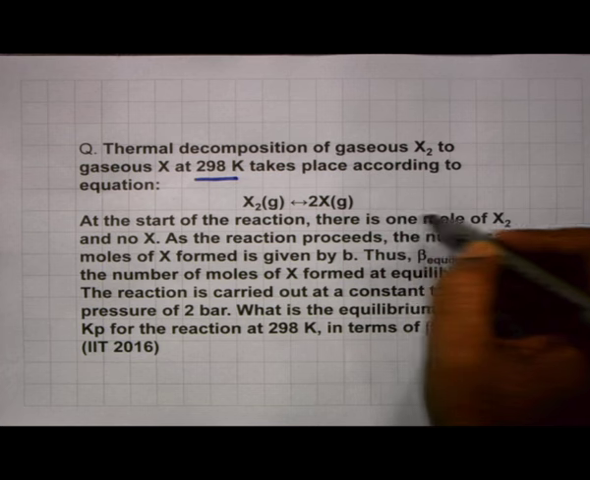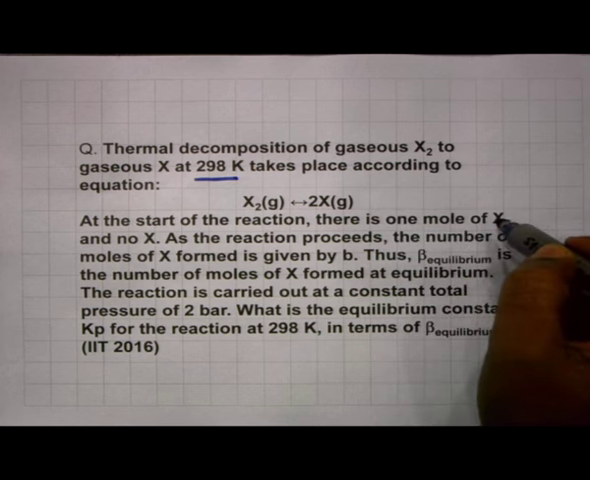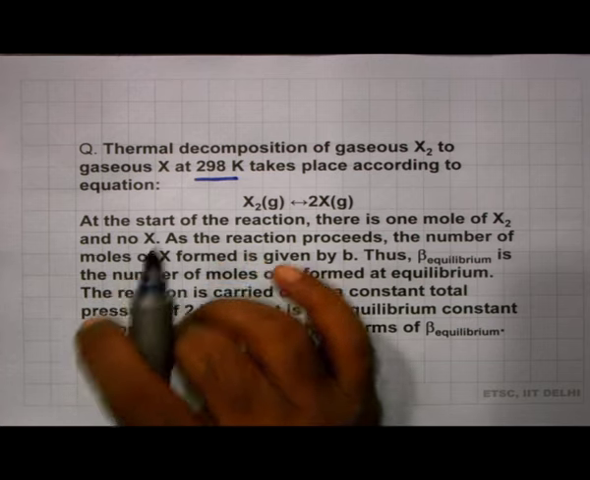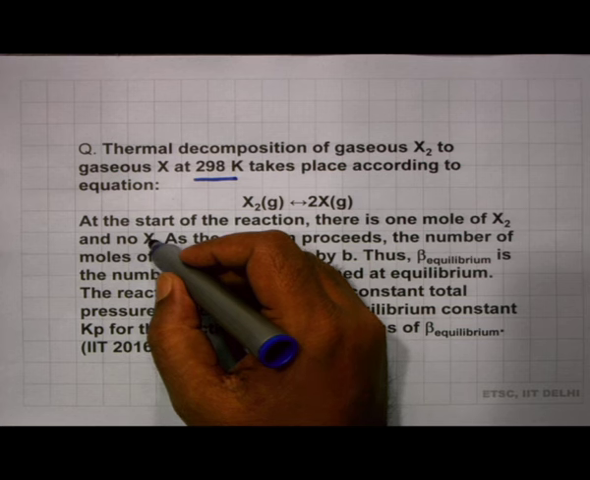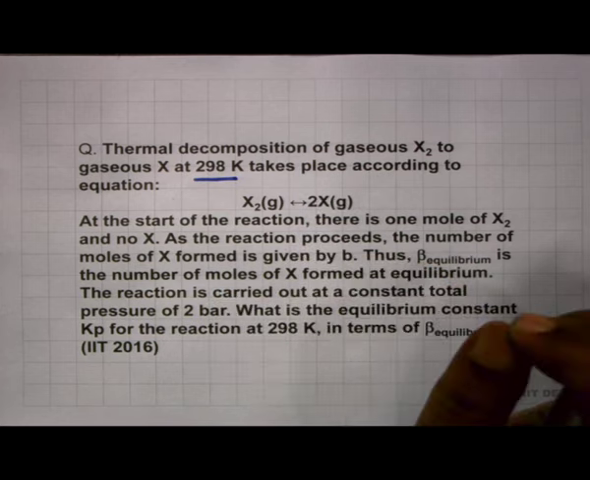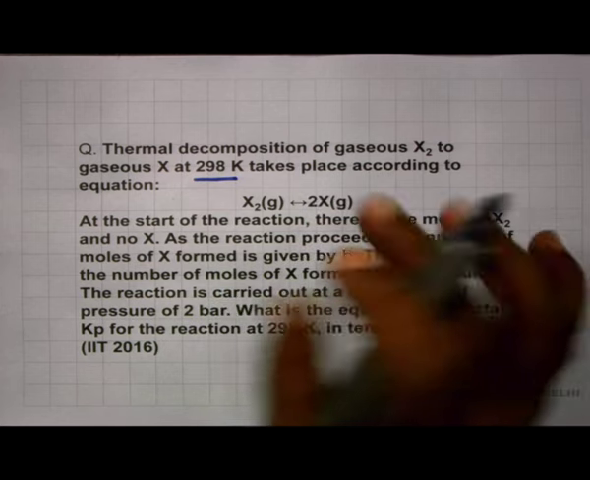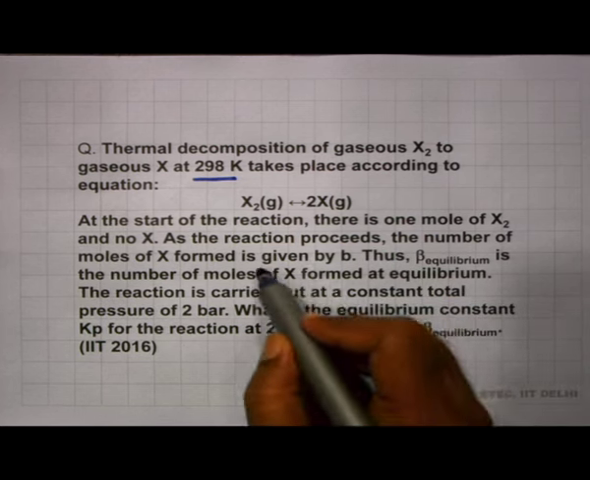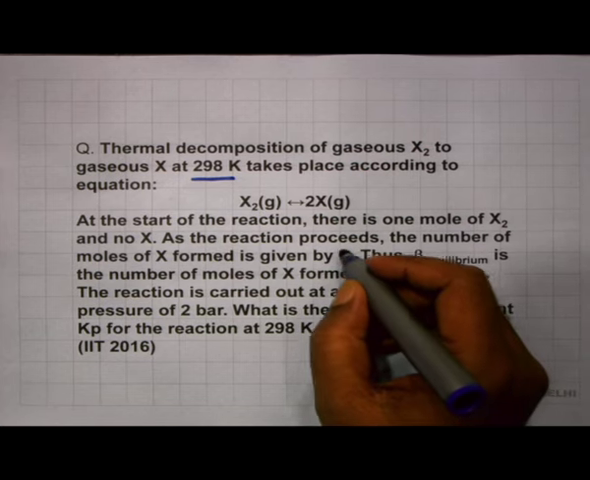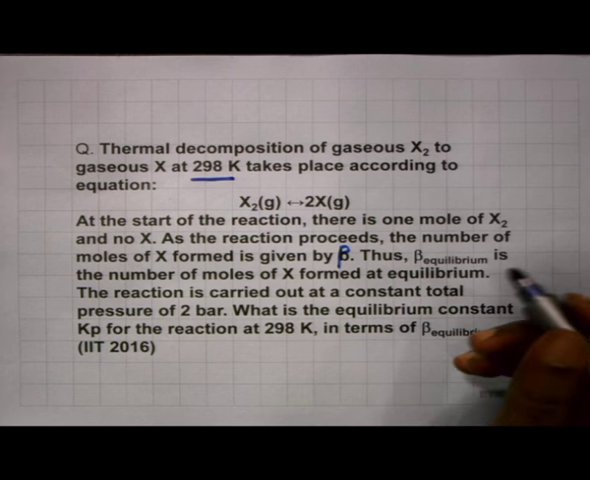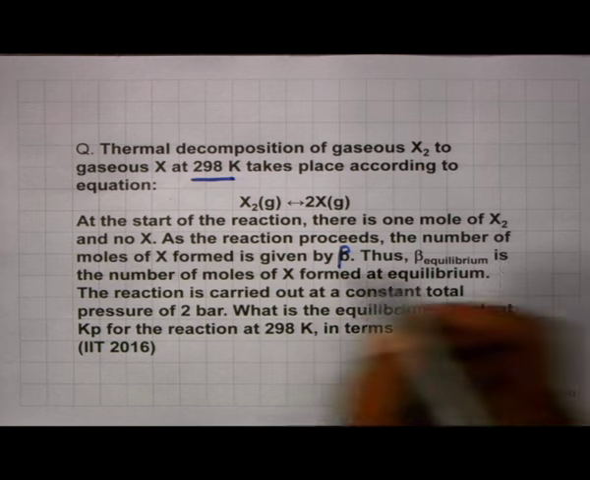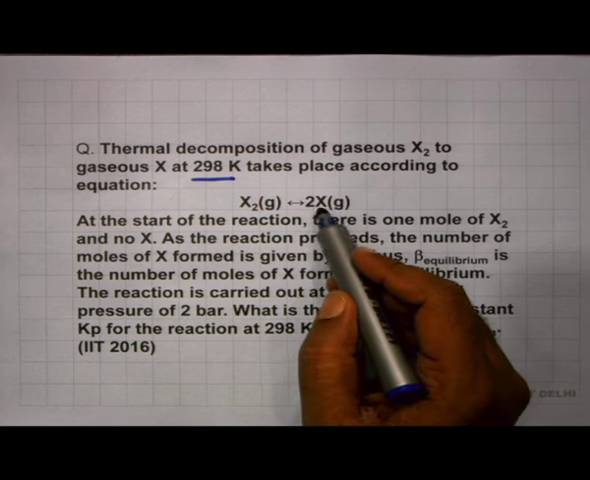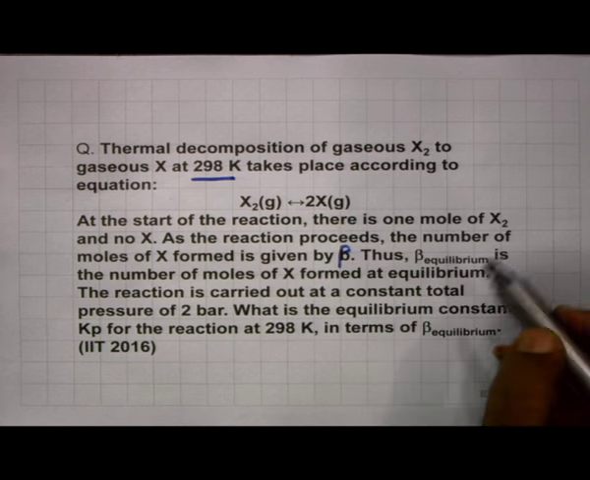At the start of the reaction, there is 1 mole of X2 and no X. So, the initial number of moles of X2 is 1, whereas 0 is the number of moles for X. Okay. So, you started with pure X2. As the reaction proceeds, the number of moles of X formed is given by beta. Thus, beta equilibrium is the number of moles of X formed at equilibrium. So, at equilibrium, the amount of X is beta.